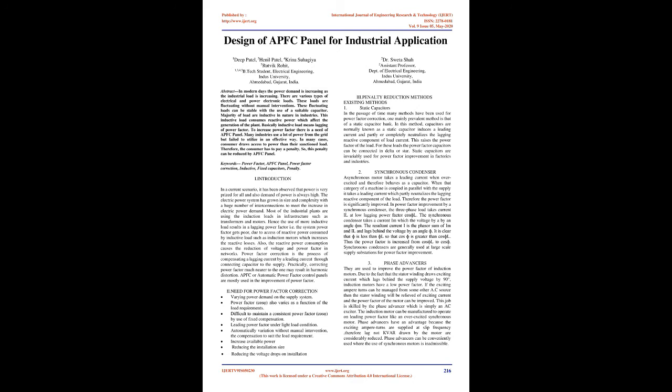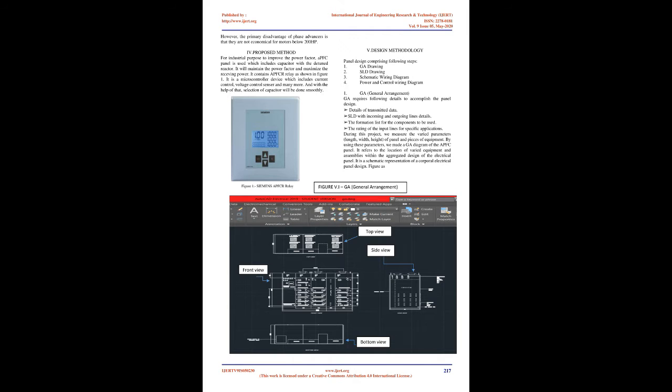Most of the industrial plants are using induction loads in infrastructure such as transformers and motors. Hence the use of more inductive load results in a lagging power factor, i.e. the system power factor gets poorer, due to excess of reactive power consumed by inductive loads such as induction motors, which increases the reactive losses. Also, the reactive power consumption causes the reduction of voltage and power factor in networks.